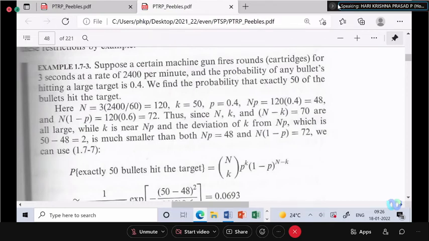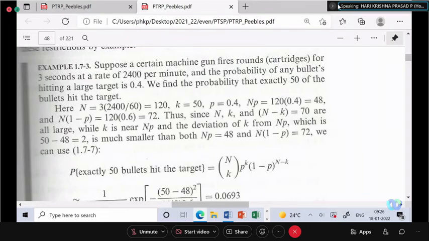Then what is the requirement? Exactly 50 of the bullets should hit the target. So the desired event should happen k equal to 50 times. What is the probability of the desired event? 0.4. Small p is 0.4. 1 minus p is 0.6.